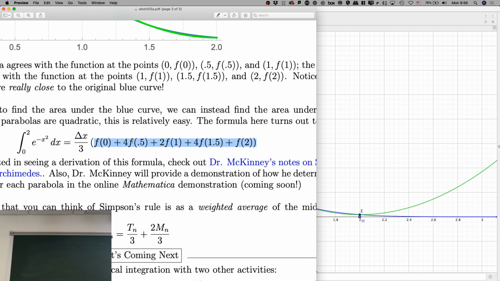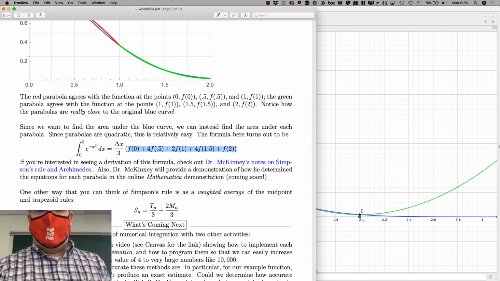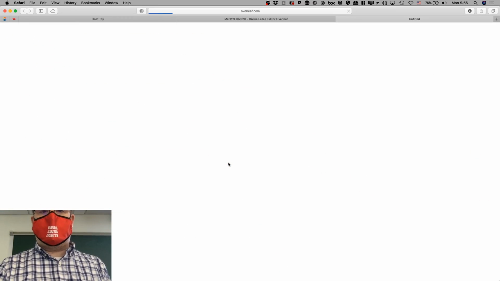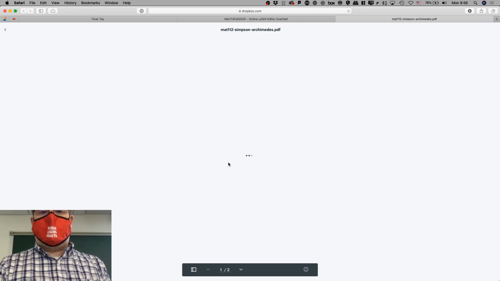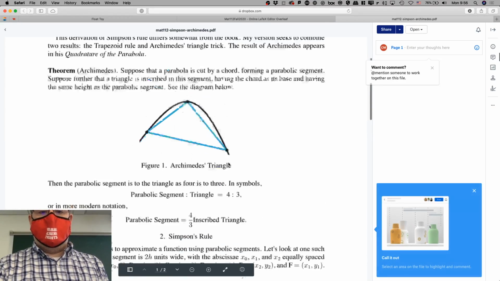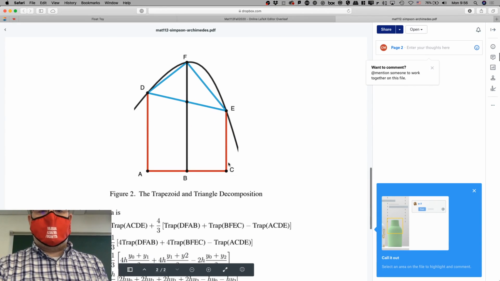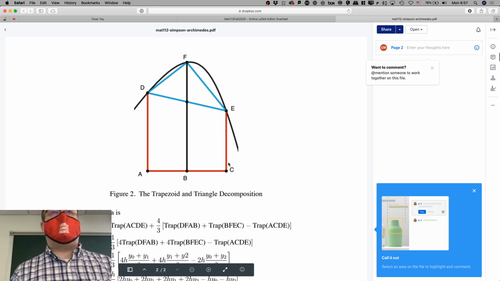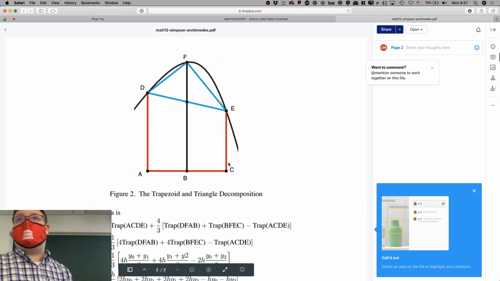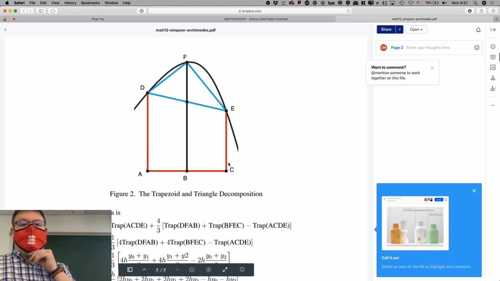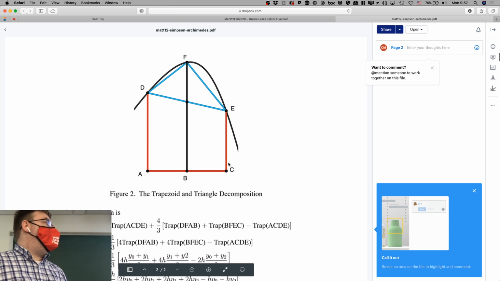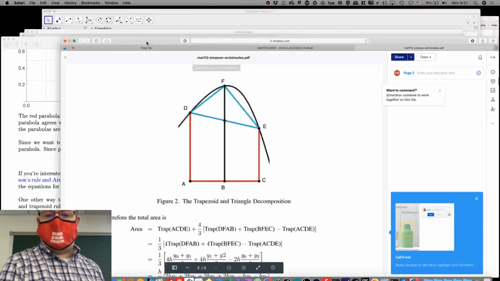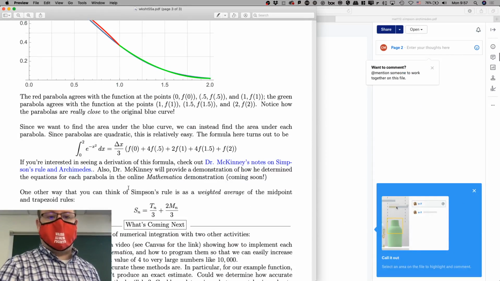And if you want to see a derivation of why that is what it is, many years ago I wrote some notes. You can get these off of my Dropbox website. And what I did was I derived Simpson's rule using a theorem from Archimedes. So this is probably what Simpson was thinking himself when he came up with this. Although, let me go back to the other page here. So that's linked on there.